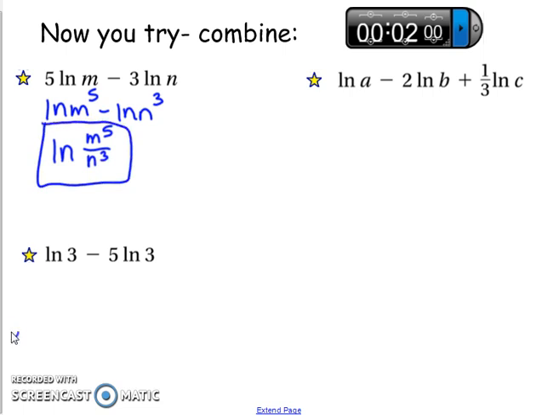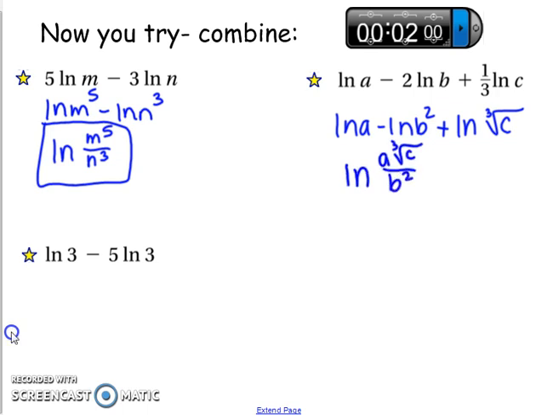Okay, in the second one, we're going to have ln of a minus ln of b squared plus, and I'm going to change this to the ln of the cubed root of c. Because I can change it to c to the 1/3, but then I have to change 1/3 into a radical anyway. And now, anything that's being added or that's positive is going to be in the top. That's getting multiplied. Anything that's negative is going to be in the bottom. So in the top, I have the a, and I have the cubed root of c. In the bottom, I have the b squared.